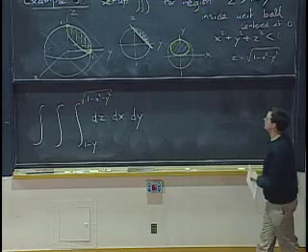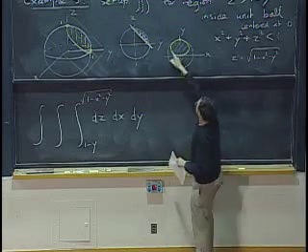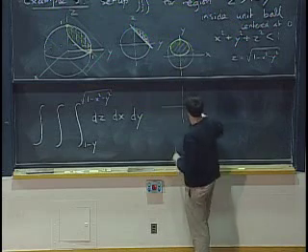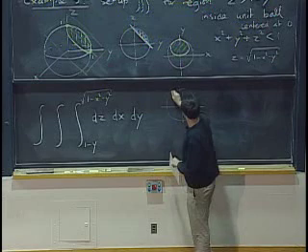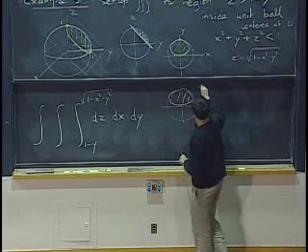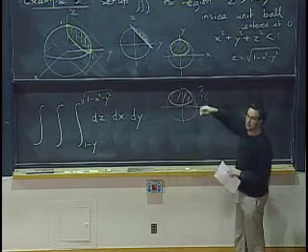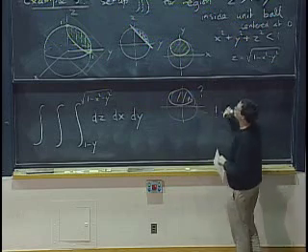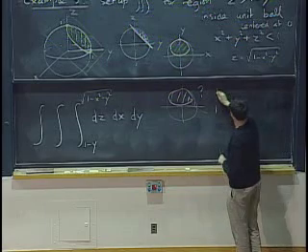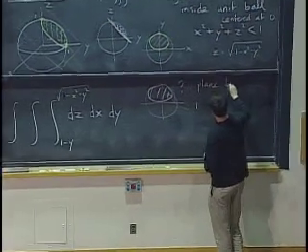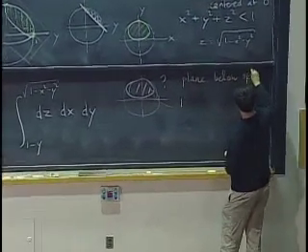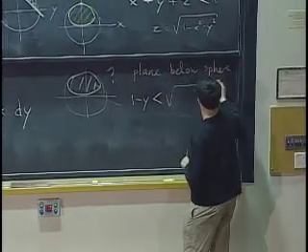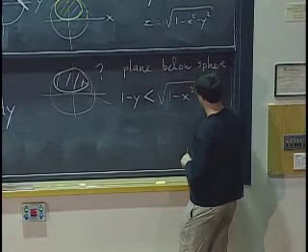And then to find the bounds for x and y, you have to figure out what this region here is. So what is this region? Well, we have to figure out for what values of x and y the plane is below the sphere. So that's when the plane is below the sphere. That means 1 minus y is less than square root of 1 minus x squared minus y squared.